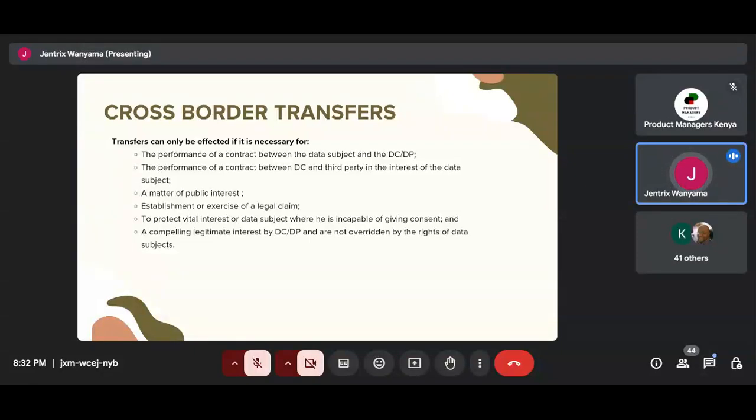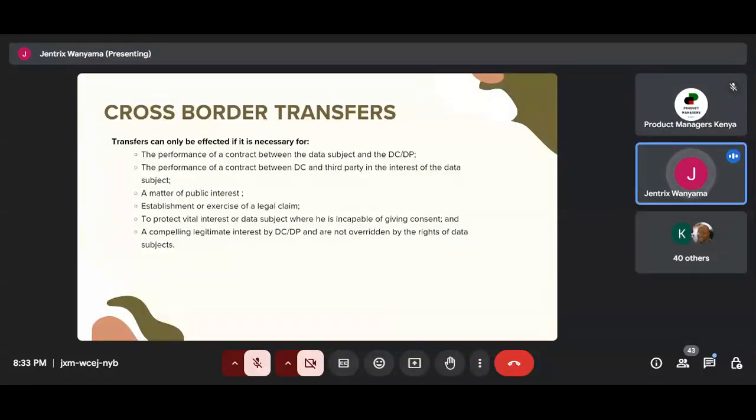So for the necessity of the transfers, when can we say that a transfer is necessary? There are 6 main grounds. I'll just quickly go through them. The first one is a performance of a contract between the data subject and the data controller. The other one is a performance of a contract between the data controller and a third party in the interest of the data subject. A good example of this is, as we've been saying, the service providers. So maybe your data needs to be stored, and so you enter an agreement with a third party to give you storage capabilities. Then, if it is a matter of public interest, if it is for the establishment or exercise of a legal claim, to protect the vital interest of the data subject, and if there is another compelling legitimate interest by the data controller.